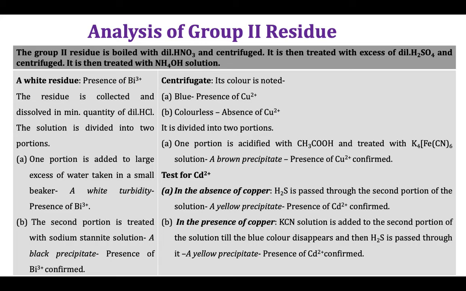And this is the scheme for the analysis of group 2 residue. Group 2 cations are bismuth, copper and cadmium.